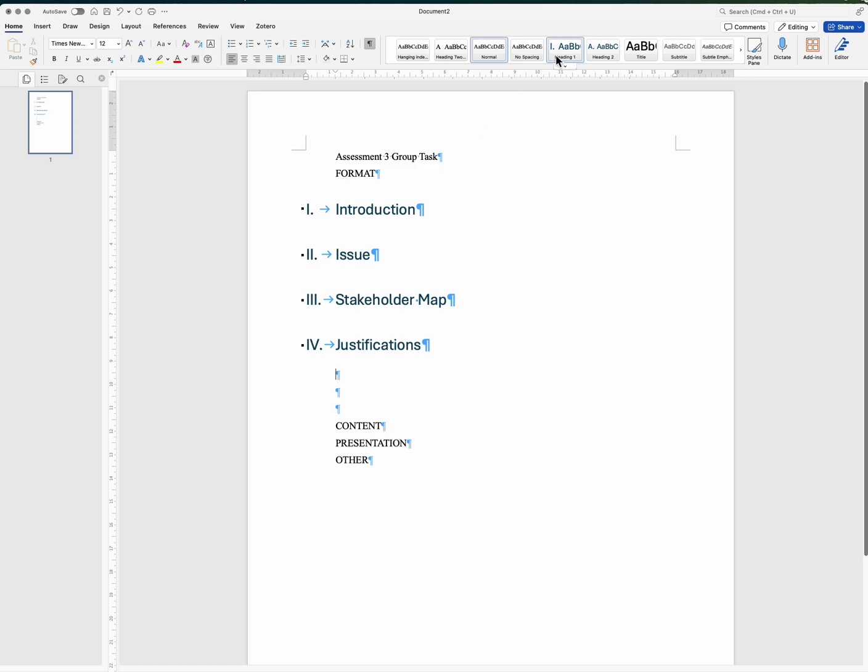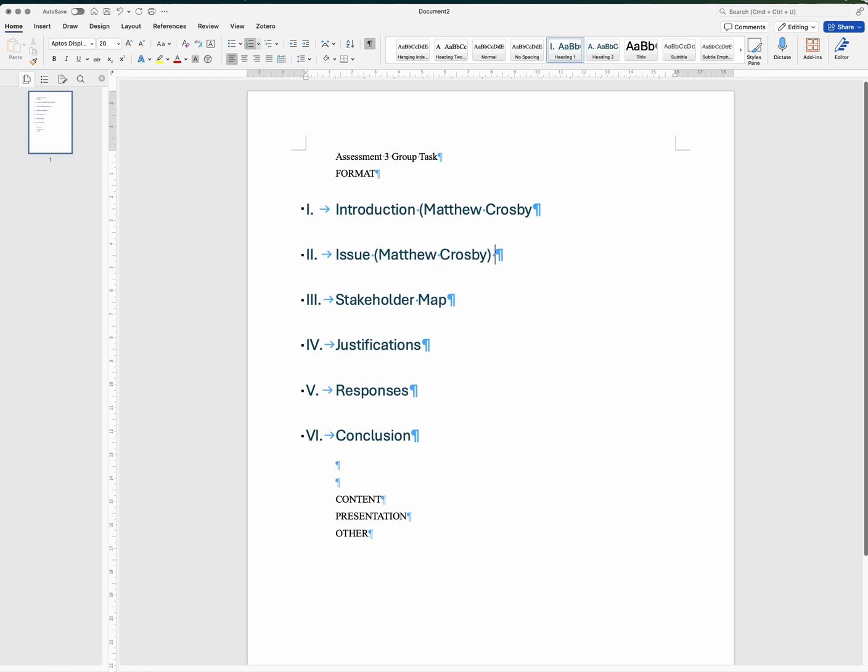Then heading 1 again, Responses. And heading 1 again, Conclusion. Now, it's kind of a requirement for this assignment that for each section you say it's Matthew Crosby that's going to be writing this and this, right? And that way I'm able to identify, well, to be honest with you, it's my way of telling who's done what in the assignment, and I want to know that.